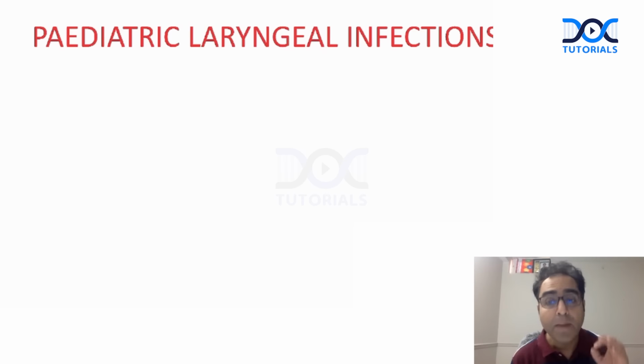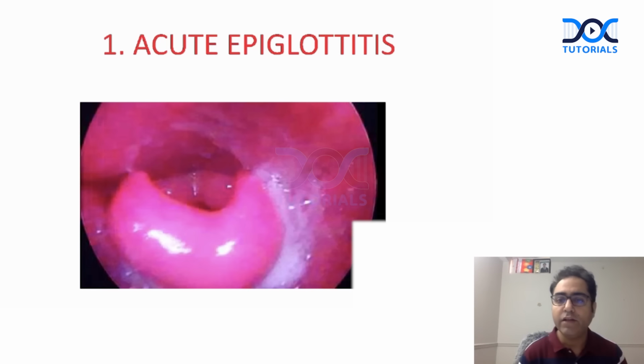Now, pediatric laryngeal infections, very, very important for both ENT and pediatrics. Acute epiglottitis is more commonly seen in 2 to 7 year age of children, and there's a lot of edema in the larynx. It's a bacterial infection. The most common bacteria nowadays is Streptococcus pneumoniae. Second most common is Haemophilus influenzae B. Now, this patient will be having inspiratory stridor.